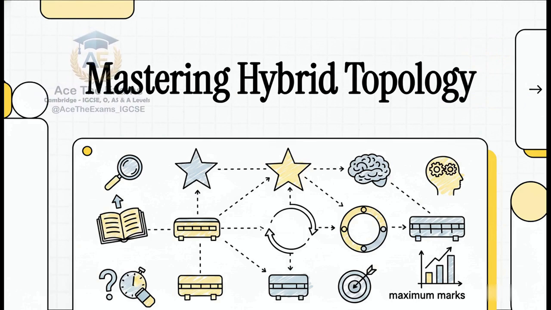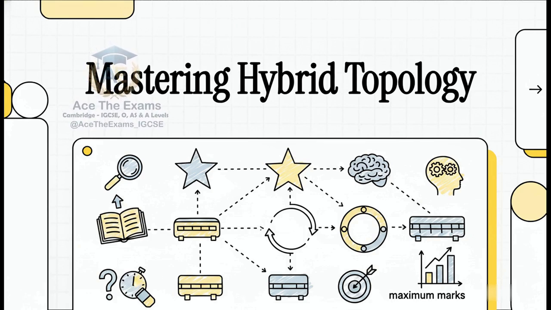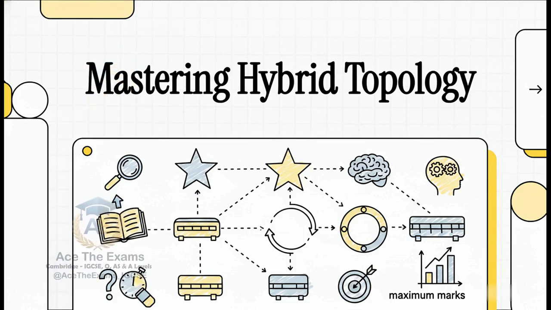Then we have Sam. Sam knows the material, but panics under the clock. Sam rushes, completely misses the specific command word requirements, and writes an answer that solves the wrong problem. Side by side, it's a bloodbath of lost marks. Today, we're going to take you from an Alex or a Sam right to the top of the grade boundaries.